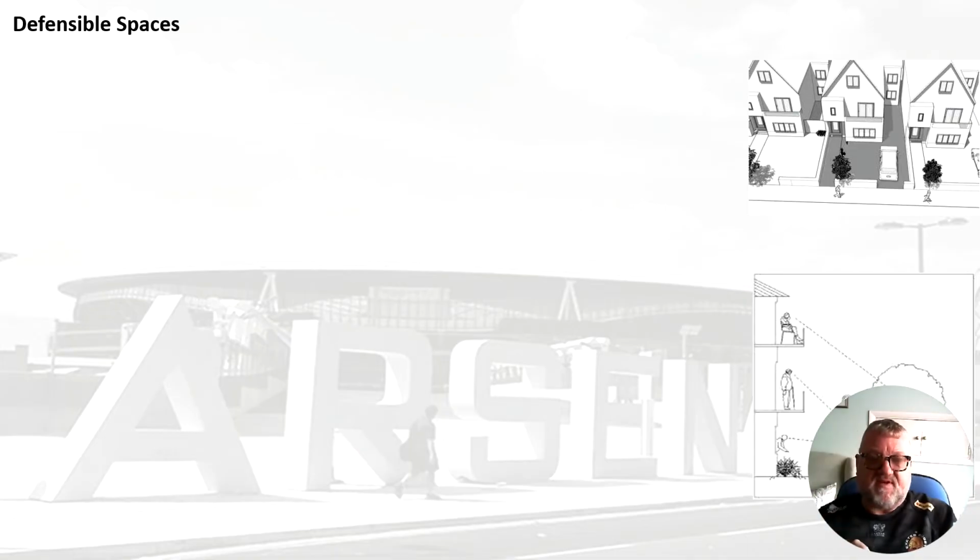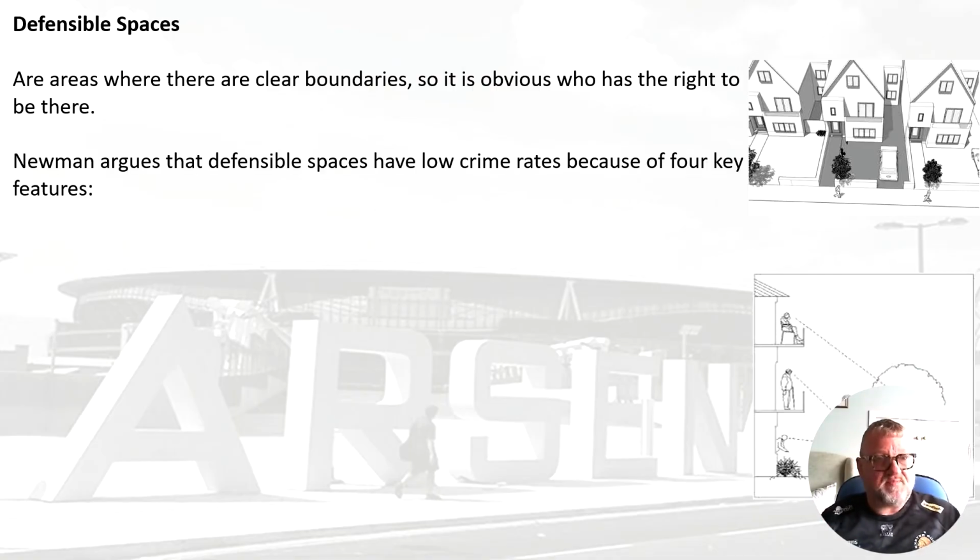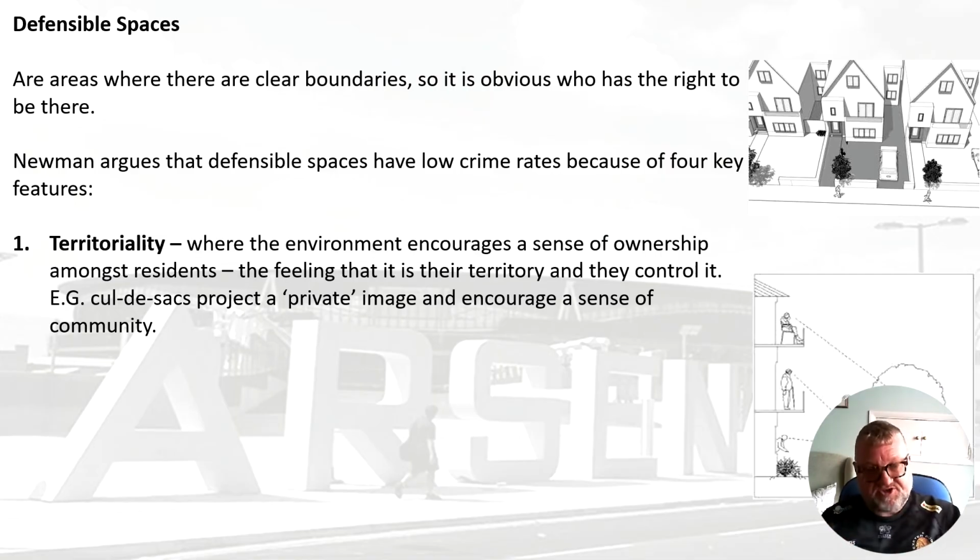The opposite of that is defensible spaces. These are areas that have got clear boundaries, so it's obvious who has the right to be there, and on the flip side of that, obvious who doesn't have the right to be there. And Newman argues that defensible spaces are going to have a lower crime rate because of four key features.